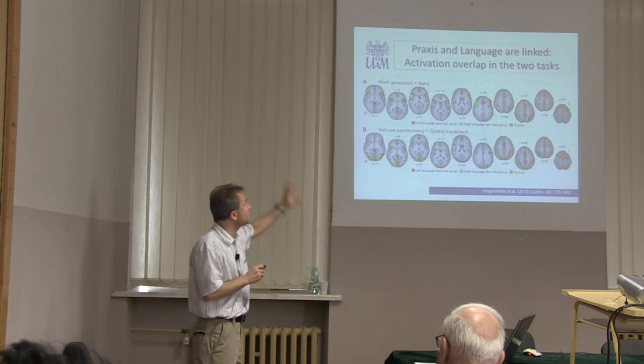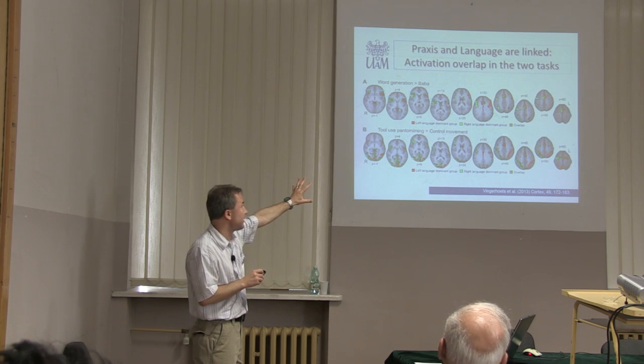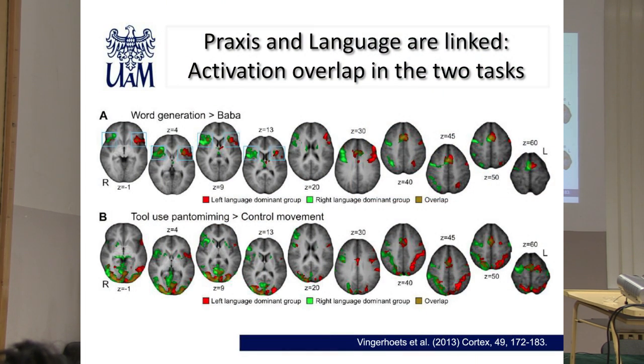Okay, this is yet another study that actually demonstrated very well what I did in 2011. This report first appeared in 2011 anyways, but Cortex is a very slow journal. So the final publication was in 2013, and Guy Wingerhood nicely showed that if someone has language in the left hemisphere, then praxis is also in the left hemisphere. On the other hand, if someone has language in the right hemisphere, it is very likely that praxis skills will also be represented in the right hemisphere.